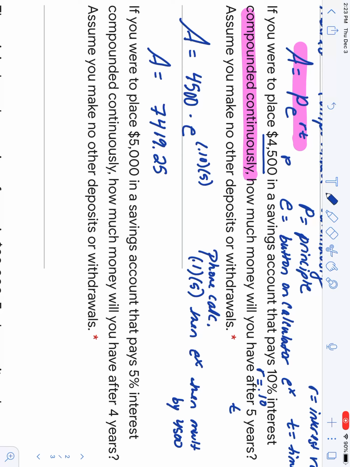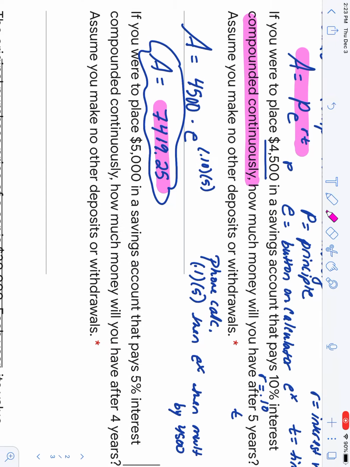$7,419.25 because it's rounded. So in your Google form, you're going to write 7419.25. Anytime we're talking about money, we use money language. So 25 cents, right? You're not going to do 0.3 cents. It's 25 cents.